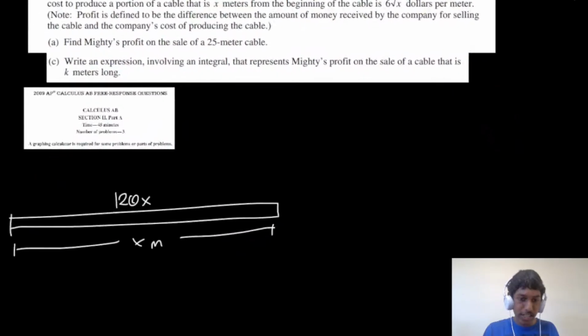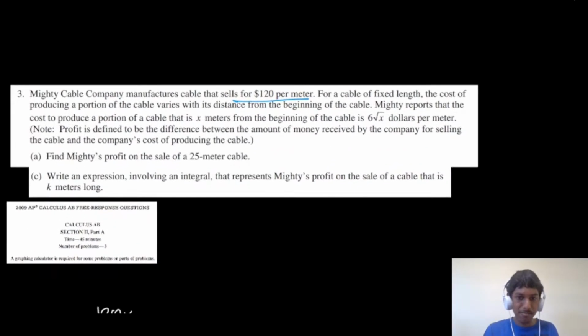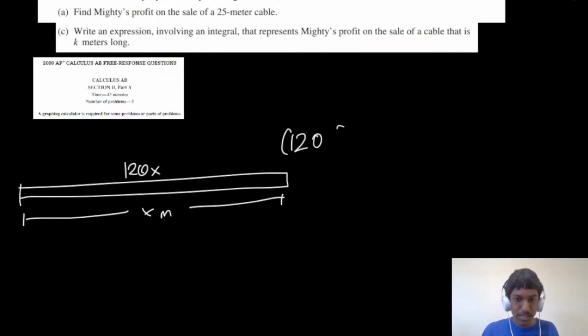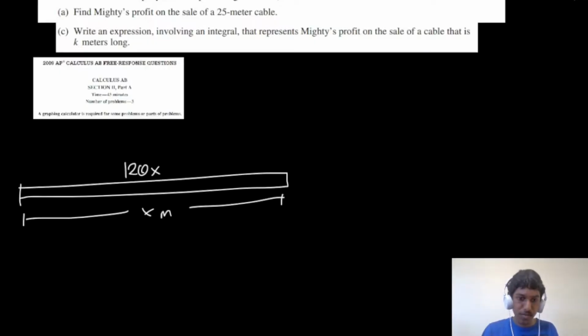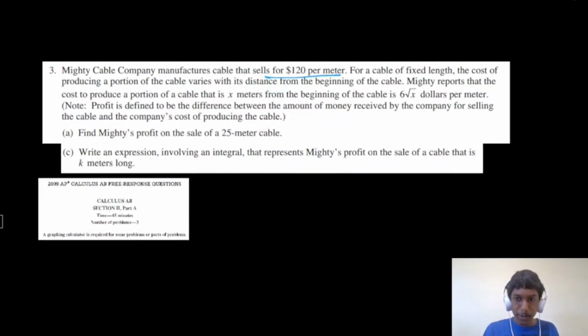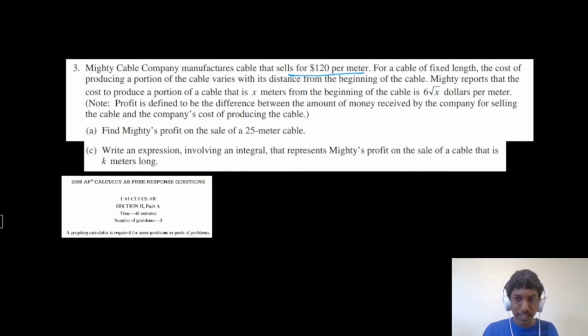And one way you can check whether this expression is correct is by checking the units. We know that it sells for $120 per meter, and you want your units to be dollars. And is that the case? Well, x is in meters, so you can do your unit check, and yes, indeed, 120x will be in dollars. And so you know that for x meters of cable, you can make 120x. Okay, great. Now, what about for a cable of fixed length, the cost of producing a portion varies with distance.